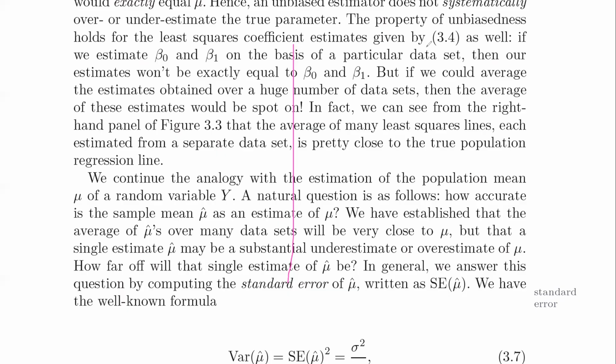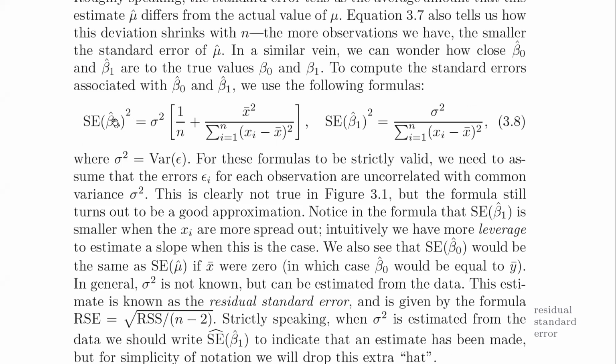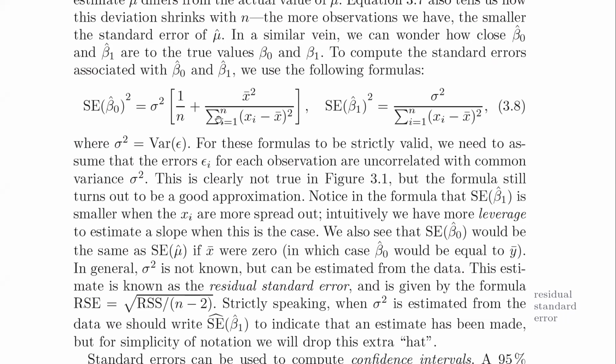Now we're going to do something similar with beta 1 hat and beta naught hat. To calculate their standard error, we use these two formulae. They look quite intimidating, but they're not that difficult. Now the thing is, would you have sigma? The x's are your raw data, and the n is just the number of data points. Would you have sigma? No. In practice you wouldn't know sigma.